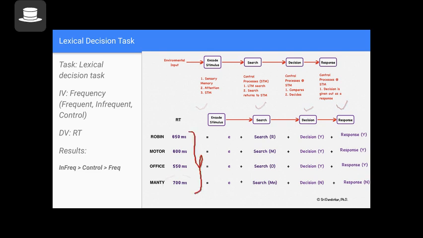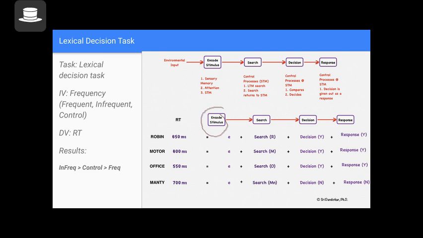This difference of 550 milliseconds and 600, there is a difference of 100 milliseconds between a frequent and infrequent word, right? Where can you attribute this difference to? Now, just think about it. Do you think the encoding in your sensory memory would take different time as a function of whether it's a word or a non-word, or whether it's a frequent or a non-frequent word? I don't think so, right?